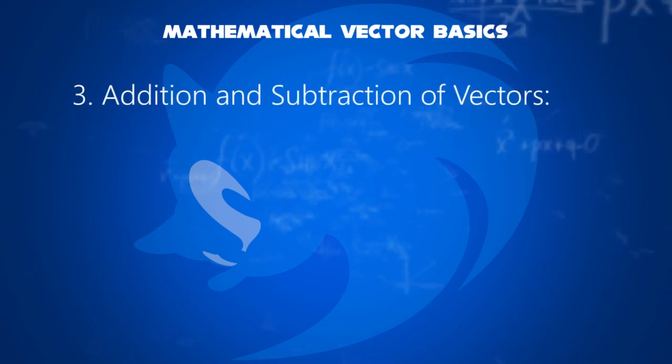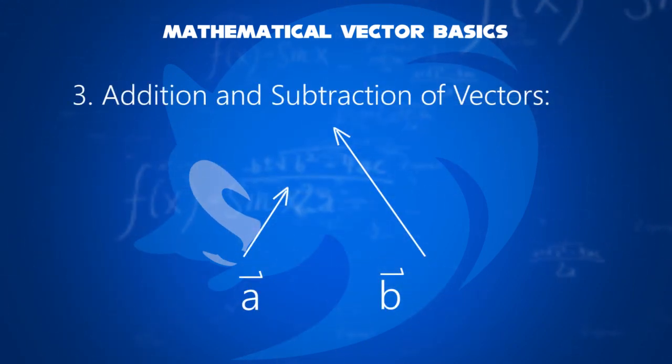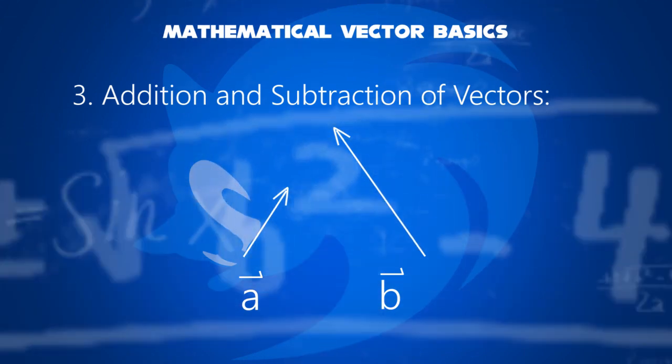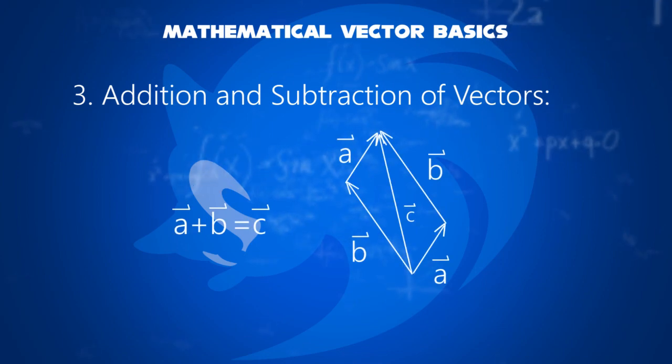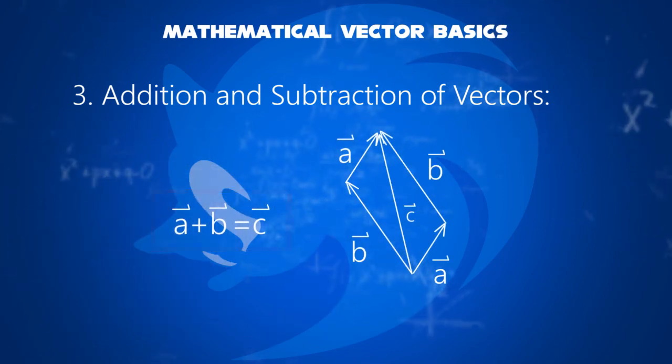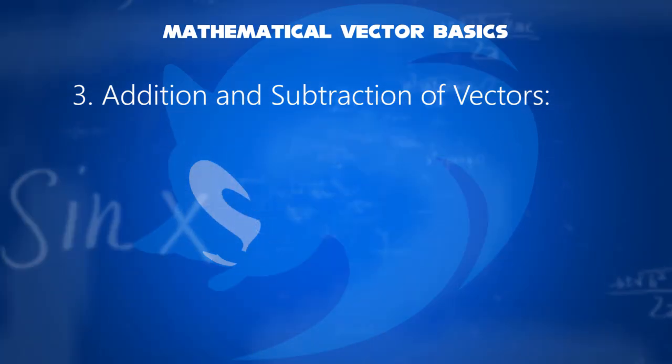Next, the addition and subtraction of vectors. Assume now that a and b are not necessarily equal vectors, but that they may have different magnitudes and directions. The sum of vectors is a plus b equals c. Either you can follow the triangle law or the parallelogram law of vector addition.